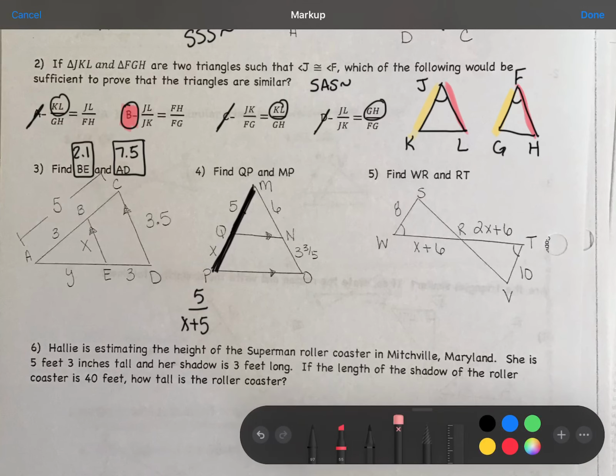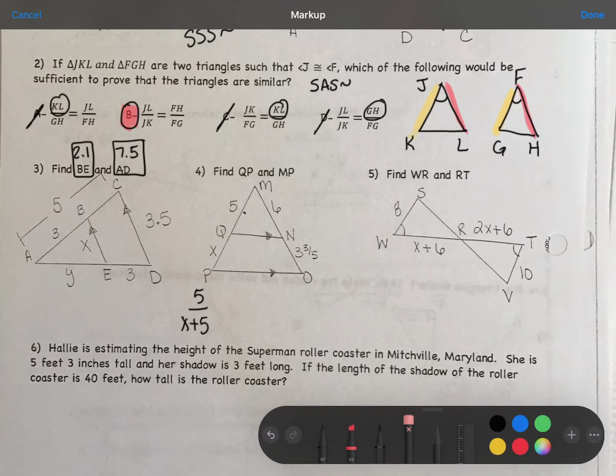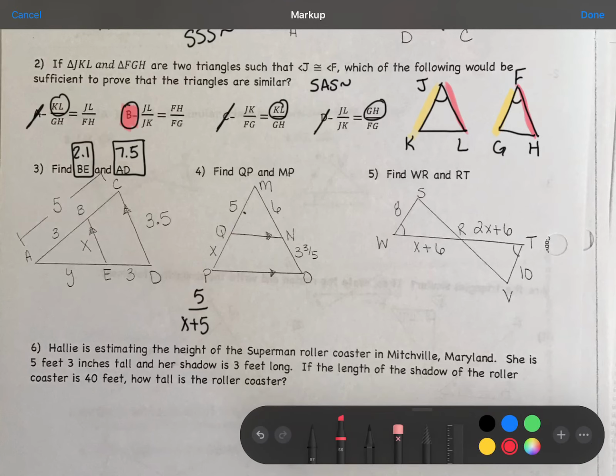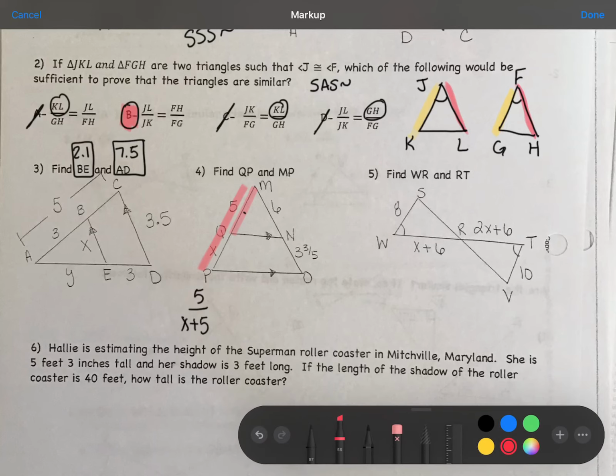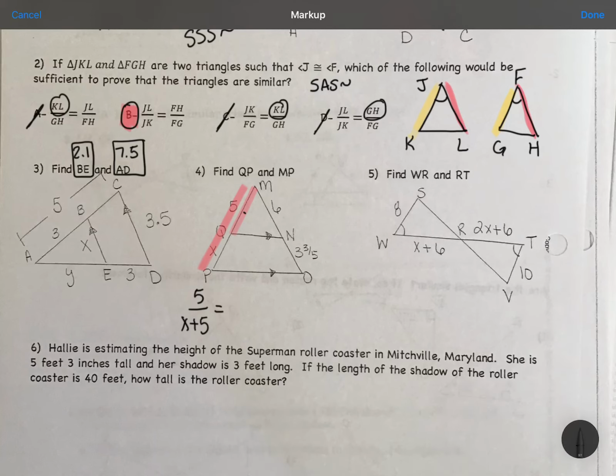You've got side 5 of the small triangle, and it corresponds with this whole side MP, which is x plus 5. Got it? All right, now I can say that that equals the small triangle's 6 over the big side, which is whatever that is added together, which is 9 3/5. And you can change that to a mixed number, I mean an improper fraction, if you prefer.